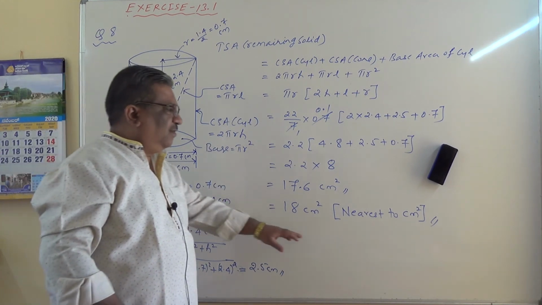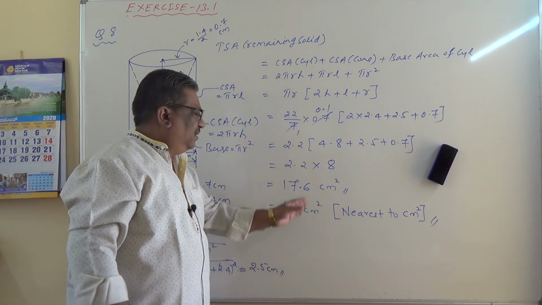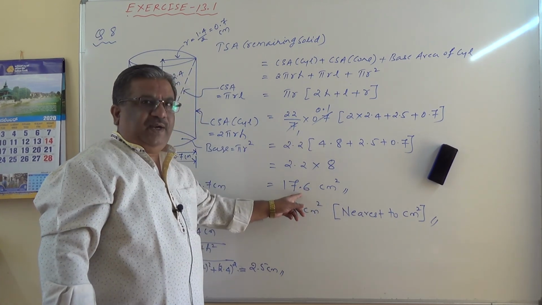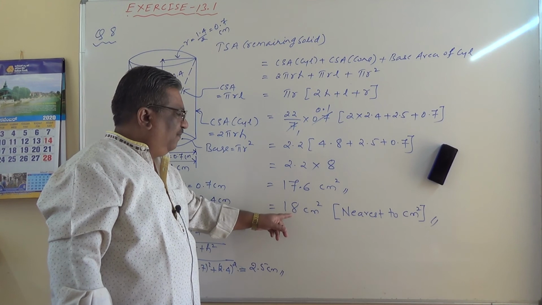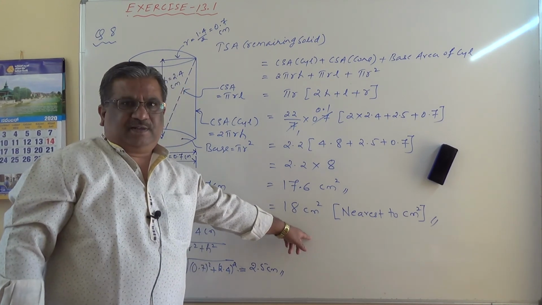Question is, find out the answer to the nearest square centimeter. It is a fraction here more than 0.5 and therefore it is rounded off to 18 square centimeter. Hope you understand this. Make a note of this.